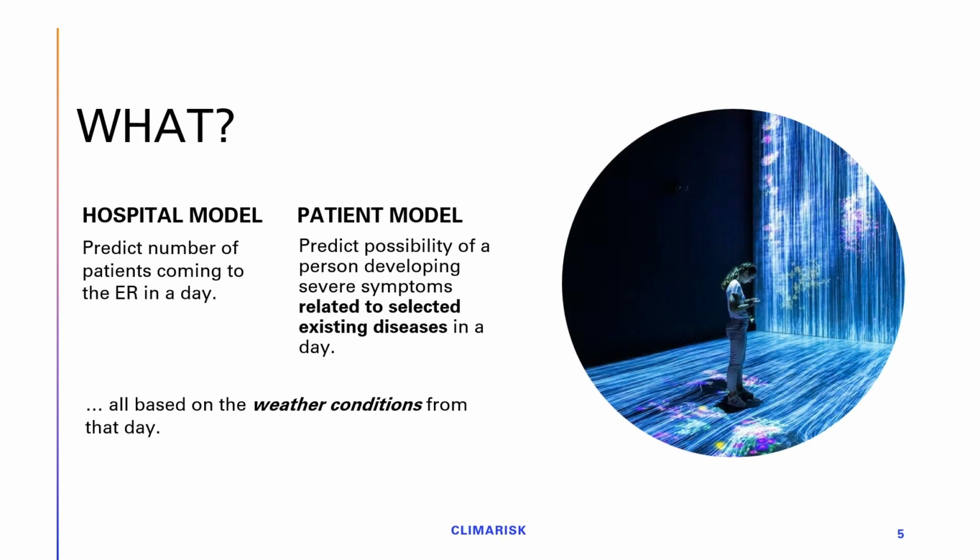To achieve our goals, we developed two models. The hospital model, which should predict the number of patients admitted to the hospital in a day, and the patient model, which should tell a person what the chances are to develop severe symptoms related to their overall health in a given day. And all of this is also related to current weather conditions.